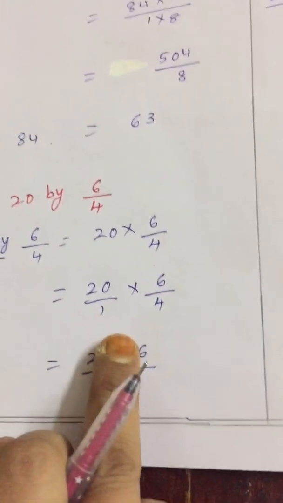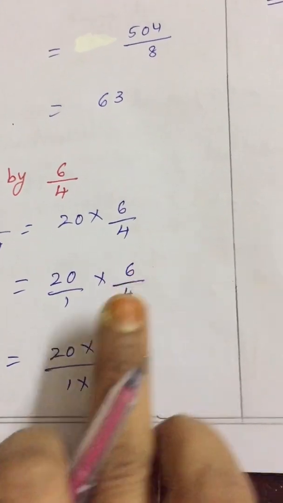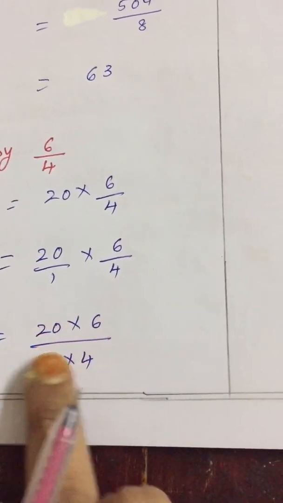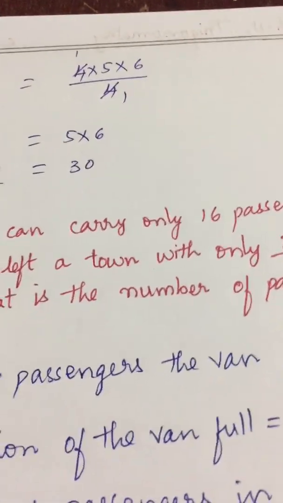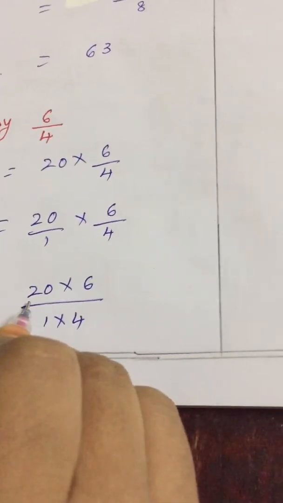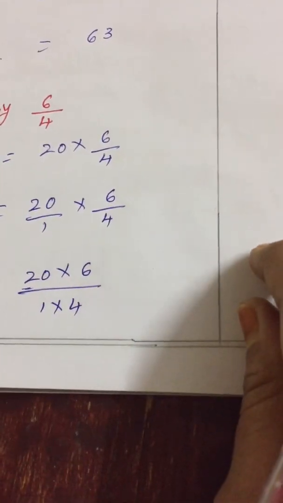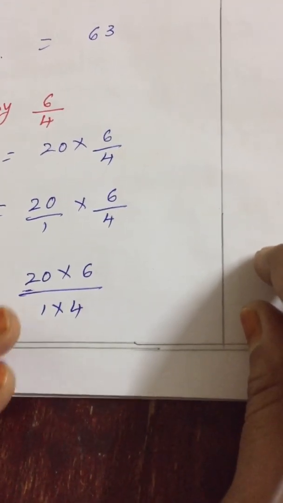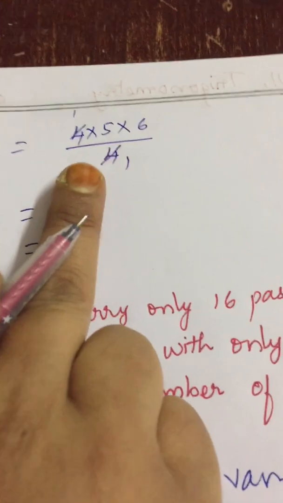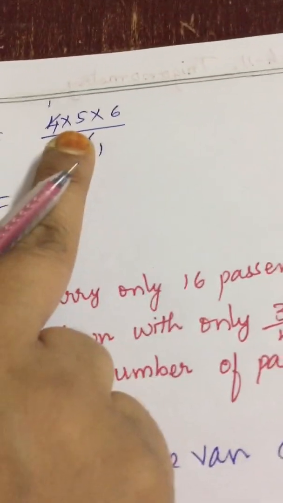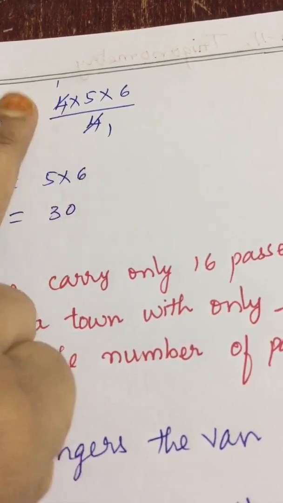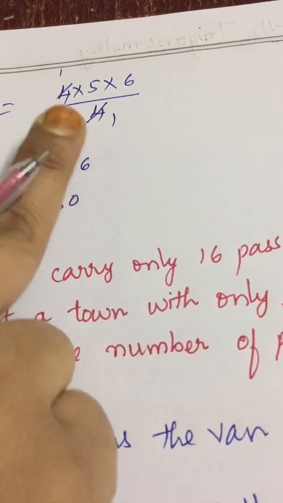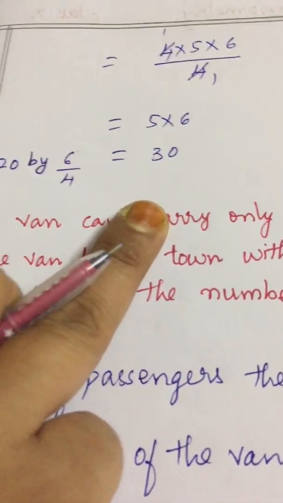Now we got both as fractions. So how can we multiply? Numerator into numerator and denominator into denominator. 20 into 6 whole divided by 1 into 4. This 20 into 6 we can multiply directly, or you can split this 20 into other numbers. How will you get 20? 4 5s 20. So in place of 20 I am writing 4 into 5 into 6 whole divided by 1 into 4. These two 4s are the same, I can cancel them. 4 1s 4, 4 1s 4. Remainder is 5 into 6. 5 6s 30.